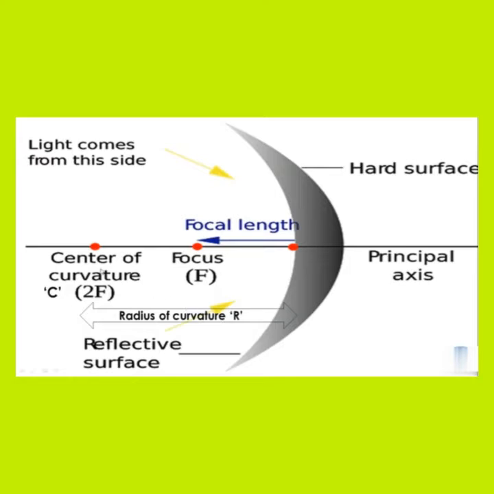Focus. When a beam of light is incident on a spherical mirror, the reflected rays meet at a point on the principal axis. This point is called the focus. Focal length. The distance between the pole and the principal focus is called the focal length of the spherical mirror. The focal length is half of the radius of curvature. Focal length is equal to radius of curvature divided by 2.